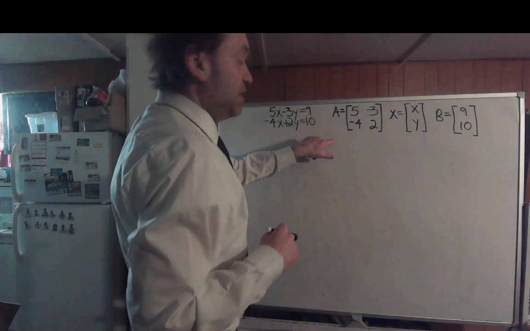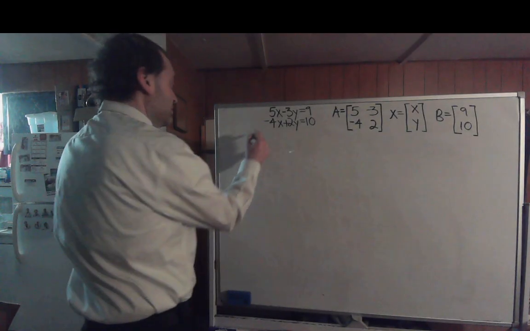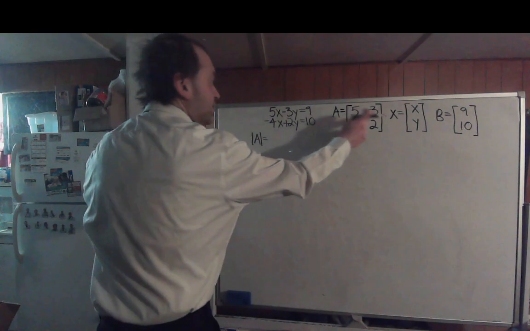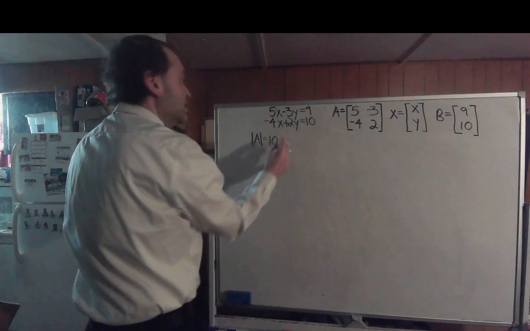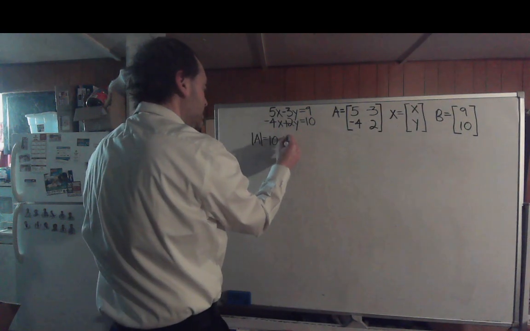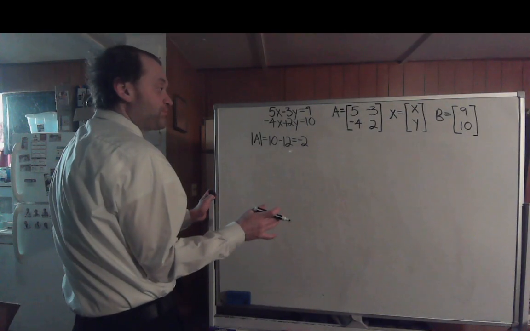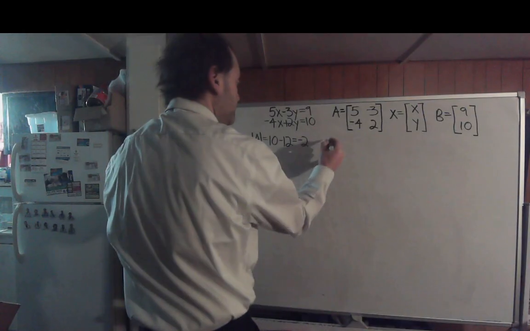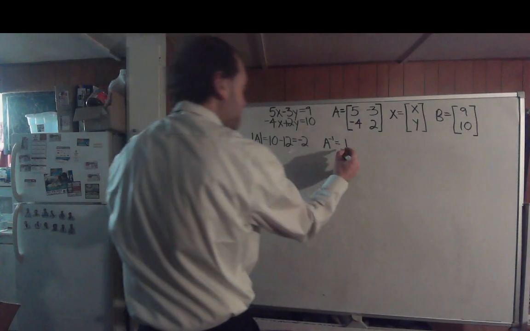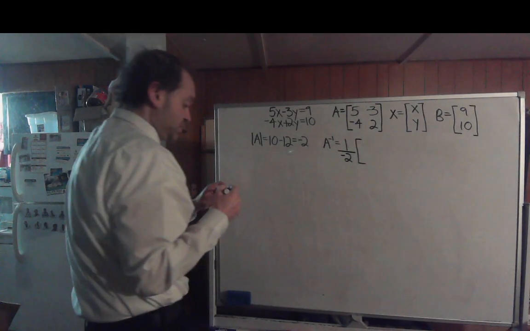We want to proceed with finding A inverse to solve the system, but first let's find the determinant of A. So the determinant of A, well, what's 5 times 2? That's going to be 10 minus negative 3, which is plus 3 times negative 4. That'd actually be minus 12, giving you your determinant value of negative 2. So to find A inverse, you'll take 1 and divide it by your determinant of A, so 1 divided by negative 2, which becomes a scale factor.